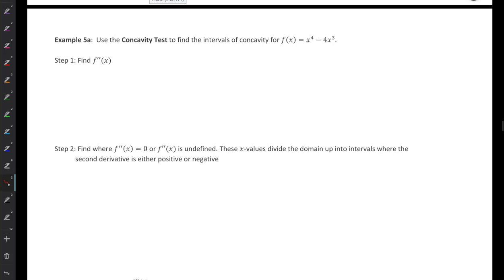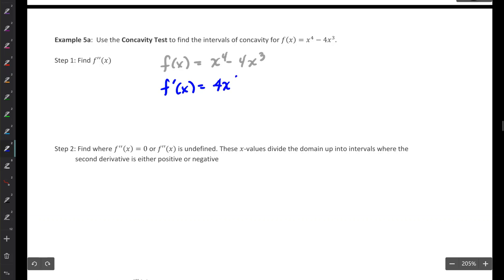In this video, we're going to do example 5. We're asked to use the concavity test to find the intervals of concavity for this polynomial function. The first step is to go ahead and find f double prime. Here's my function. F prime is 4x cubed minus 12x squared. F double prime is 12x squared minus 24x.